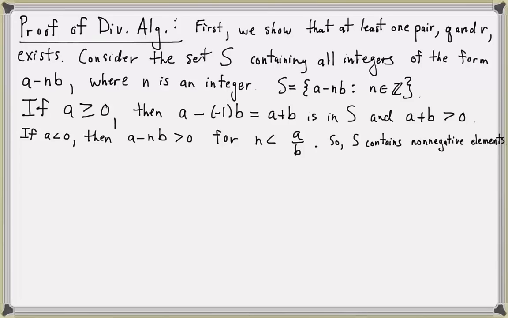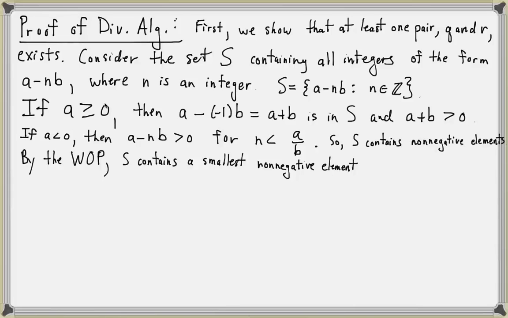Well, by the well-ordering principle, we know that S must have a smallest non-negative element, and we're going to call that R. So by the well-ordering principle, S contains a smallest non-negative element, and we're going to call this smallest non-negative element R.